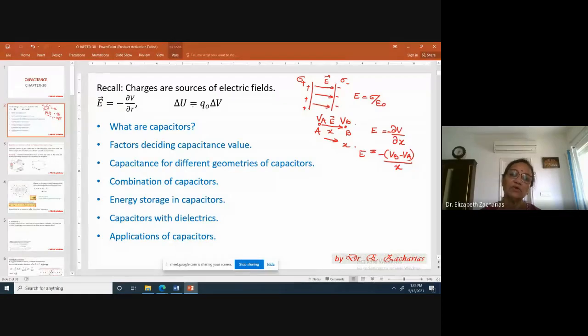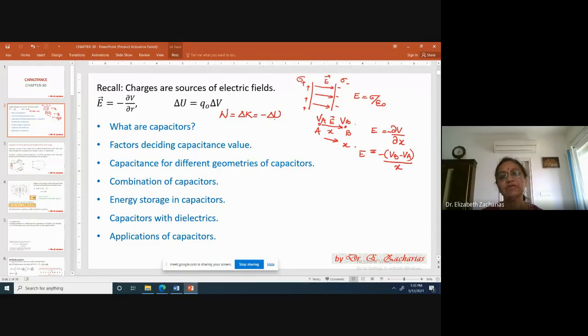Another thing that I want you to remember is that work done by the electrostatic force is equal to change in kinetic energy. And work done can also be written as negative of change in potential energy, because the electric field is a conservative field.